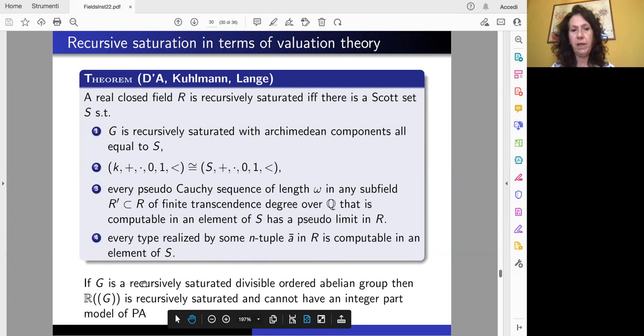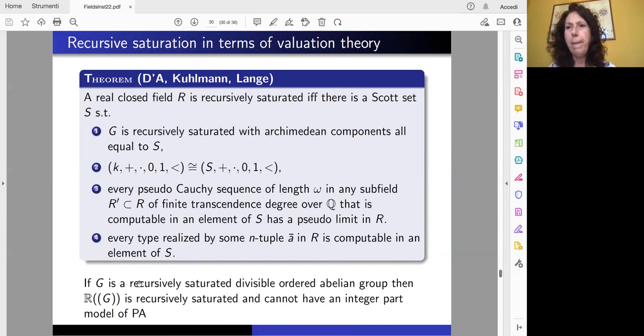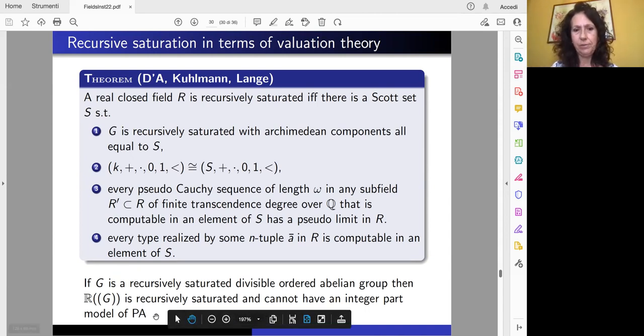So, you remember we got an uncountable real closed field which does not have an integer part that is a model of PA. And now we can get a recursively saturated one by applying this characterization.